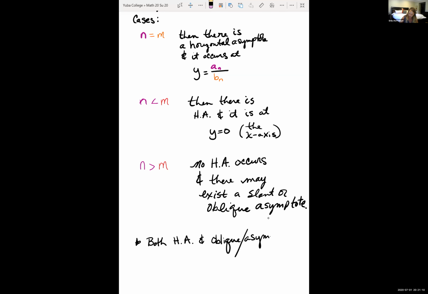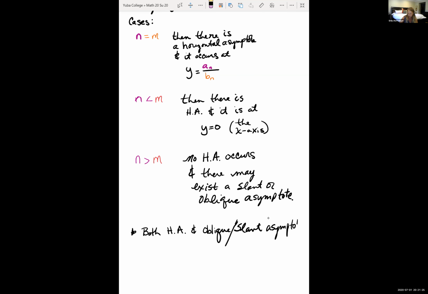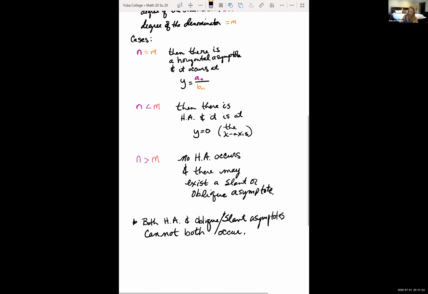Oblique, slant, or I meant to put oblique. So horizontal and oblique / slant asymptotes cannot both occur. Right? It's impossible for the degree of the numerator to be both bigger than and also smaller than the degree of our denominator. Okay. So those can't overlap.